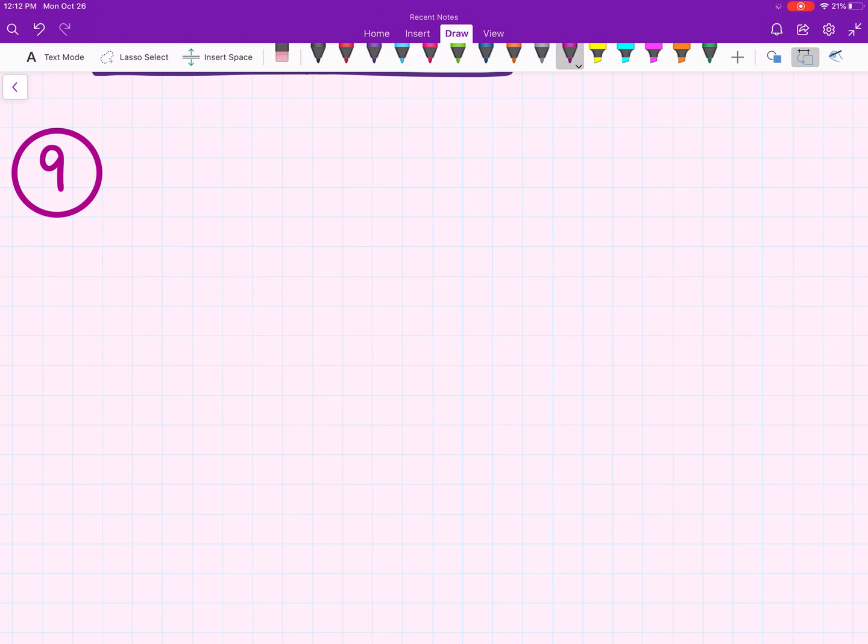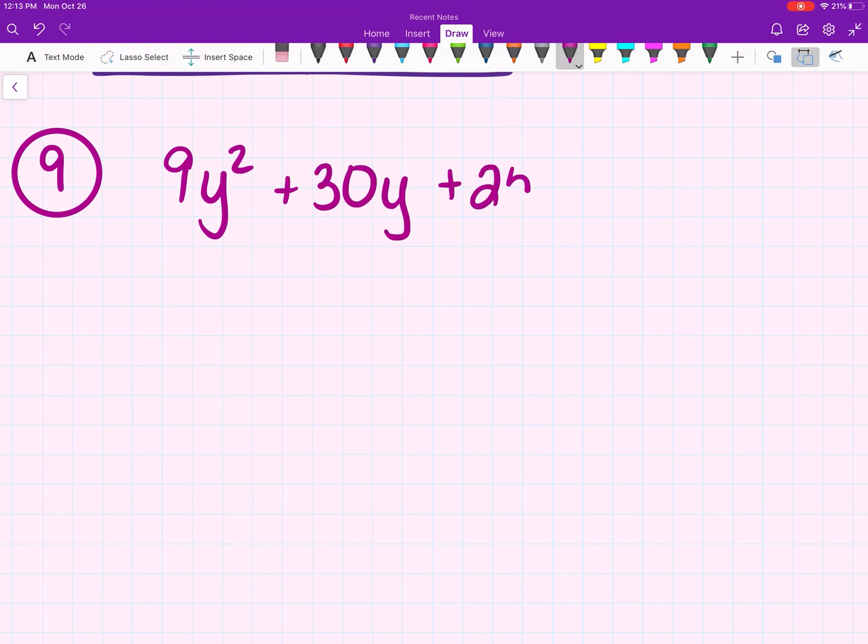Number 9 is 9y squared plus 30y plus 25. Now, if you're like me, I'm already looking for a GCF, okay? Because I'm trying to make that a pattern that I always do. And right away, I'm thinking 3, because I have a 9 and a 30. Oh, it must be 3. But then I come by and I see a 25. Well, 25 isn't divisible by 3. Well, 30 is divisible by 5, but 9 isn't. So my GCF here is 1.